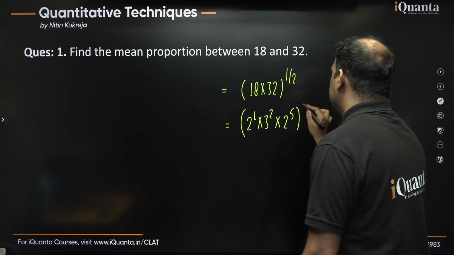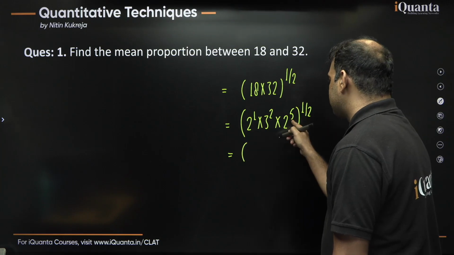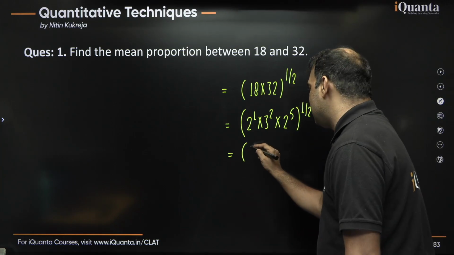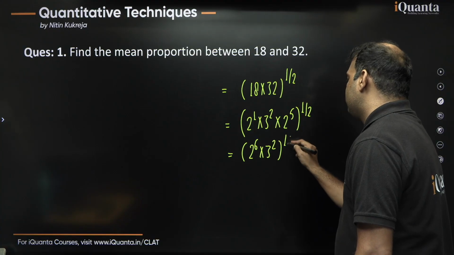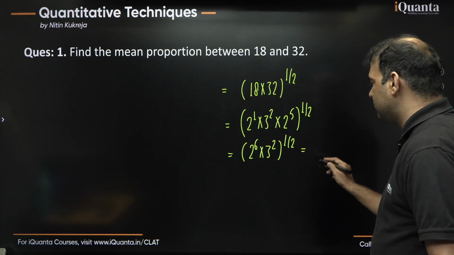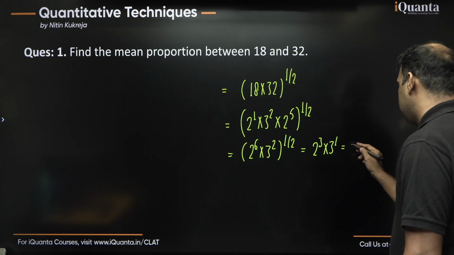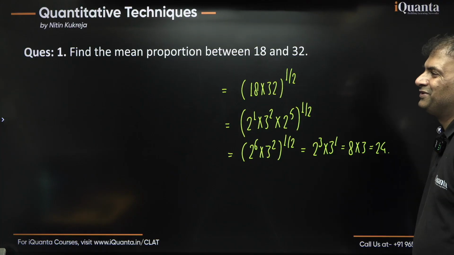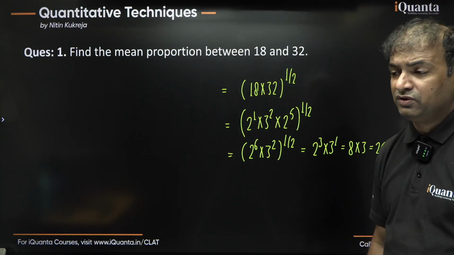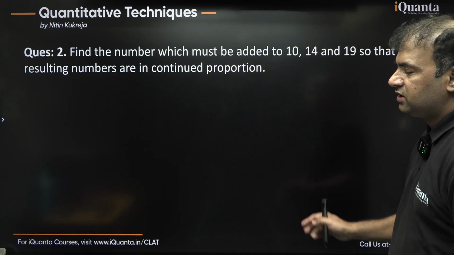All right. Now, simplifying this more. So this is 2 raised to the power 1 into 2 raised to the power 5. Powers should be added, so 2 raised to the power 6, and this is 3 squared. Now the power half: power and power get multiplied again. So this must be 2 cube into 3 raised to the power 1. 2 cube is 8, and 3 is 3. It gives us 24 in the end. So guys, this is how we can find the mean proportion between any two numbers. Very simple.